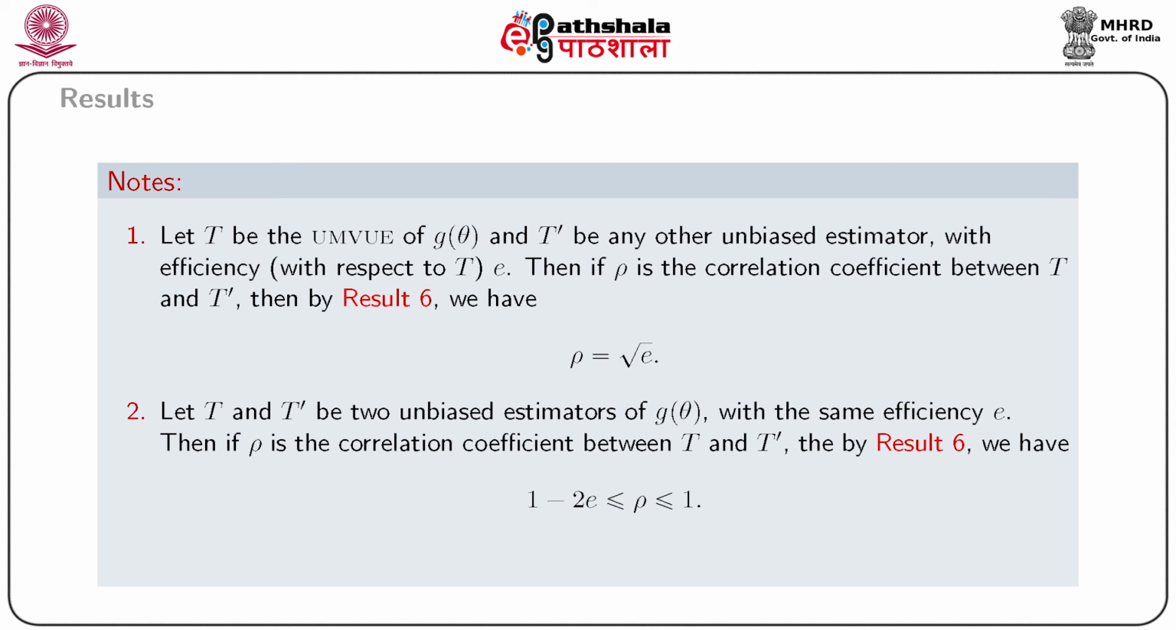Note that if T is the UMVUE and T dash is any other estimator of g(theta) with efficiency e, then from the above result we get 1 minus 2 into e is less than or equal to rho less than or equal to 1, where rho is the correlation coefficient between T and T dash.